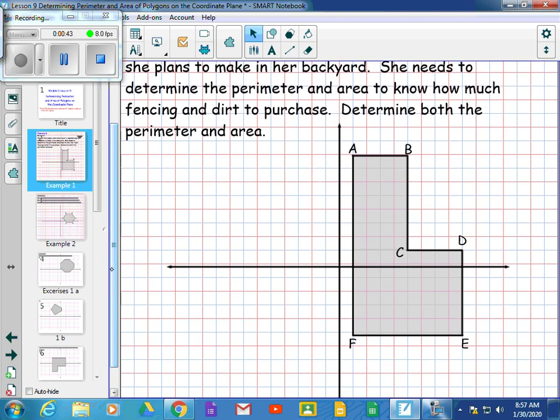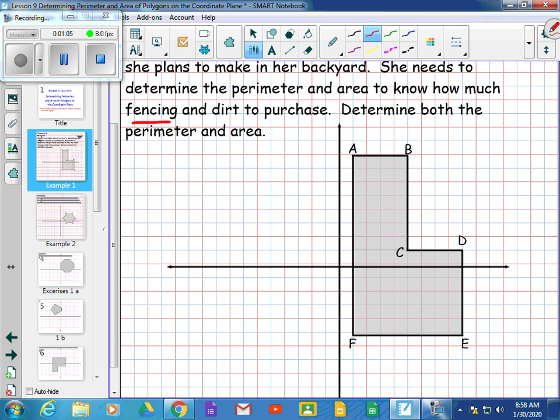We're going to start with something that we haven't done yet in this module. That would be the perimeter. If she wants to know how much fencing to put around this garden, that would represent the perimeter. The perimeter is the outside distance of a figure. Now, if we look at this figure, of course, it is an irregular shape.